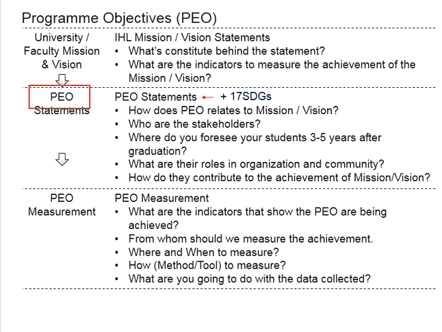Now that you have established the program objective statements, we will look into the program objective measurements. What are the indicators to show the program objectives are being achieved? From whom should we measure the achievement? Where and when to measure? How to measure? What are the methods and tools to be used to do the measurements? And also, what are you going to do with the data collected?